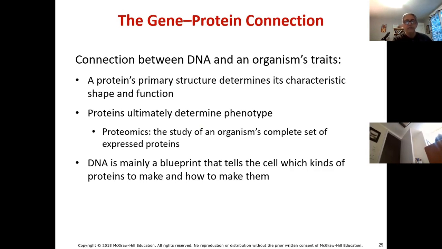Another area of science that has become a big area of interest is, instead of looking just at the genomics, we look at what we call the proteomics, and that's the complete set of actual proteins that are expressed. Not all of your genes are expressed. Some of them might be recessive, and they might even skip a generation. But your actual phenotype is what all your genes are that are actually being expressed. DNA is a blueprint that tells a cell which kind of proteins to make and how to make them.